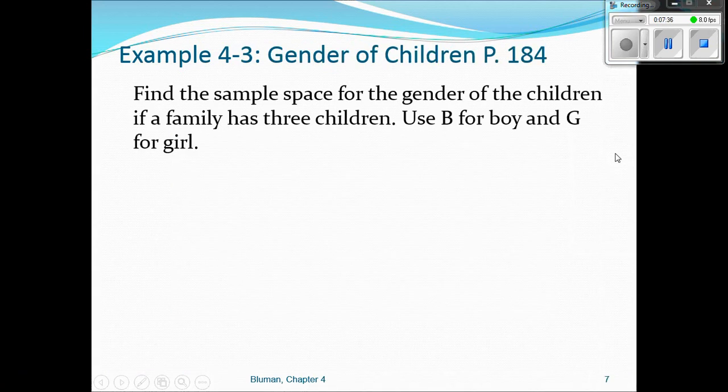Okay, find the sample space for the gender of children if the family has 3 children. Use B for boy and G for girl. So what different possibilities could there be?